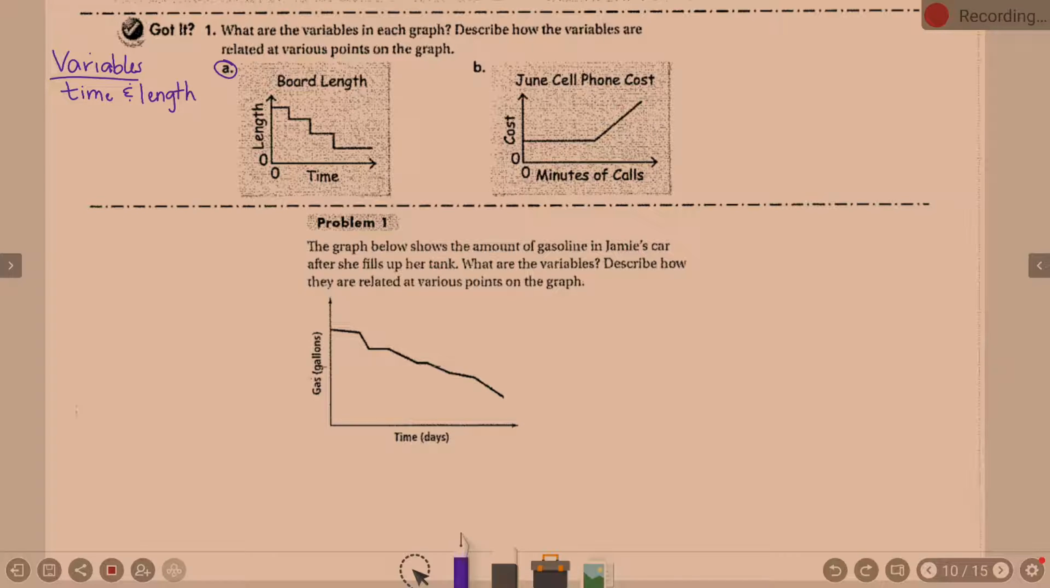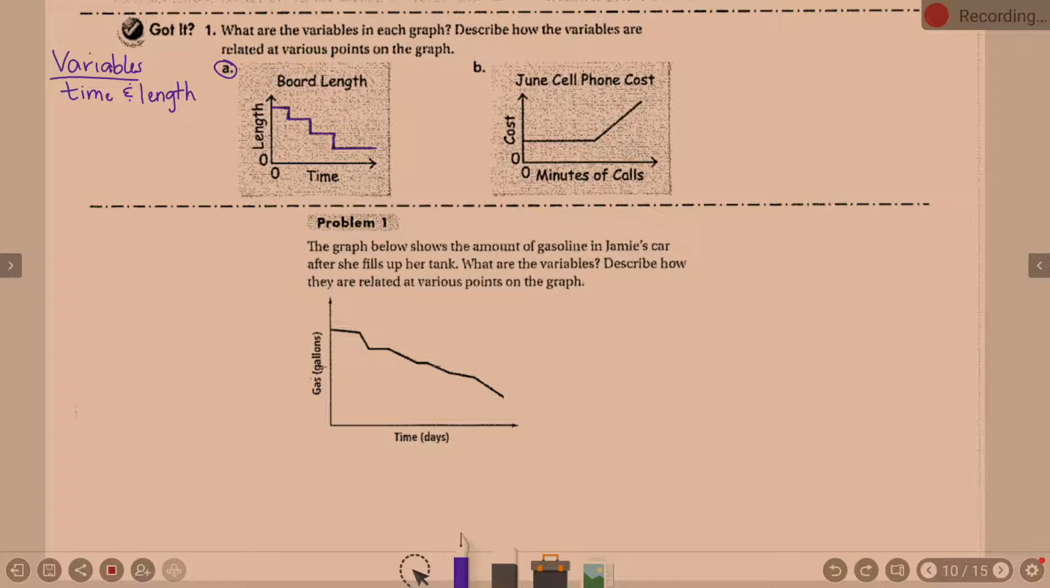Now, how are the variables related? So notice it's the length of a board, right? Think about this. As time is increasing here, so as we move right on this graph, what's happening to the length of the board? It's getting smaller, right? My board is getting shorter. Why is it? Because if you look here, it's the same length, right? It stays the same length, and then what happens? It drops. Stays the same length, drops. Stays the same length, drops.